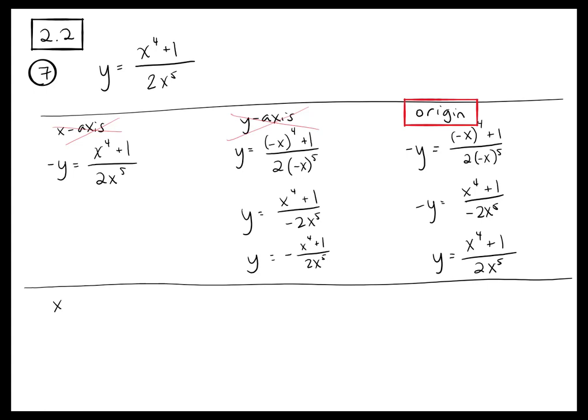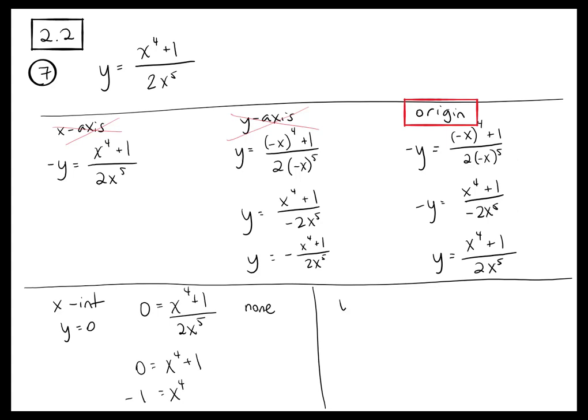Alright, then we want to find the x-intercepts by plugging in y is equal to 0. And so you're going to get 0 is equal to x to the 4th plus 1 over 2x to the 5th. Looking just at the numerator, because that's what makes a fraction 0, you're going to get 0 is equal to x to the 4th plus 1. And so we get negative 1 is x to the 4th. And there is no real solution to this. You would have the fourth root of negative 1, which is not a real number. So we don't have any x-intercepts.